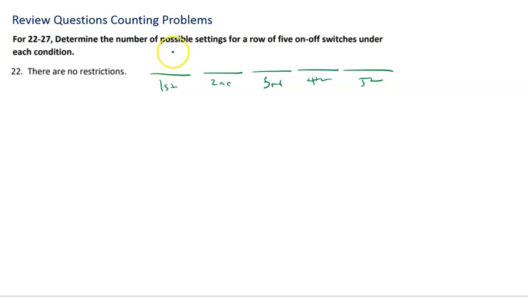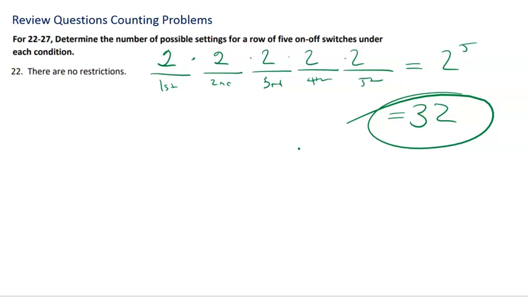The first one can be on or off. That's 2 possibilities. The second one can be on or off. Also 2 possibilities. Third one on or off. Fourth one on or off. Fifth one on or off. That's 2 to the 5th power, which gives you a final result of 32 possible outcomes for a group of 5 switches to be on or off.